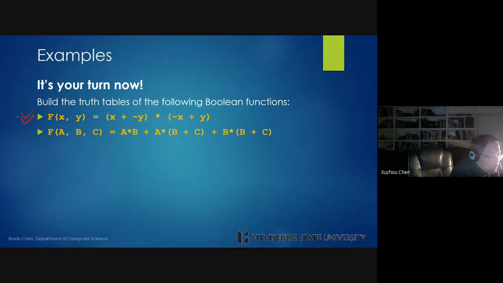Let's work on the first one, because the table is smaller for the first one, since we only have x and y. So when we build the truth table, we only need to think about x and y, right? So x is 0, y is 0; x is 0, y is 1; x is 1, y is 0; and 1, 1.